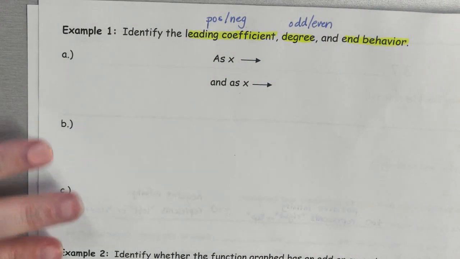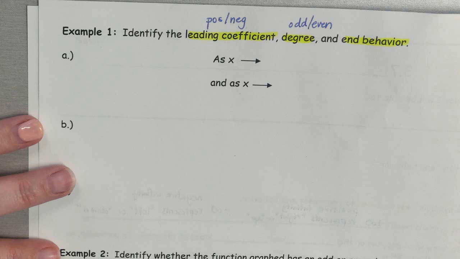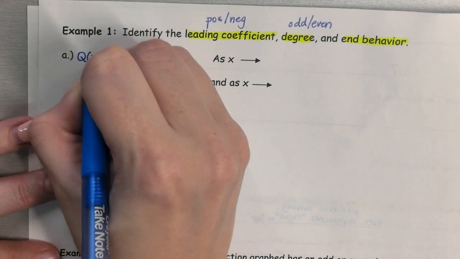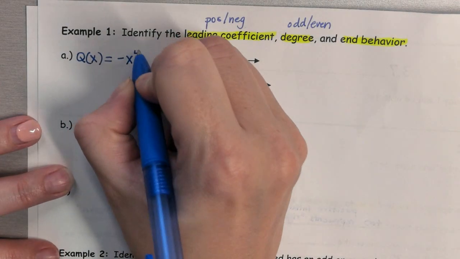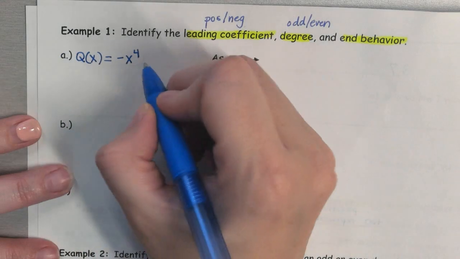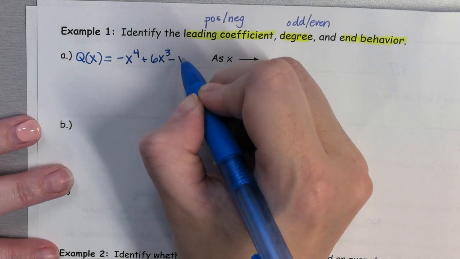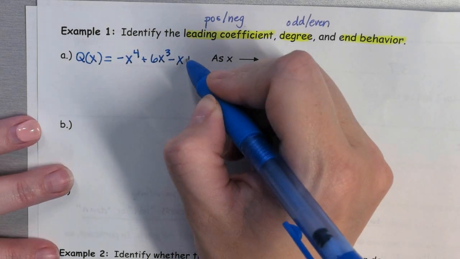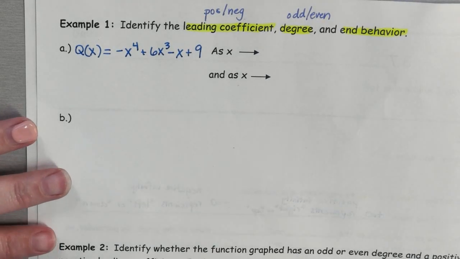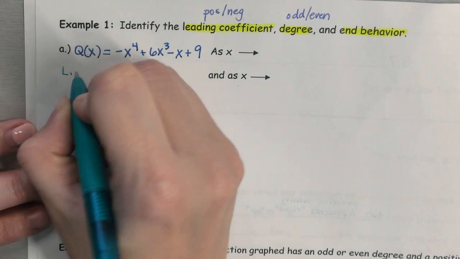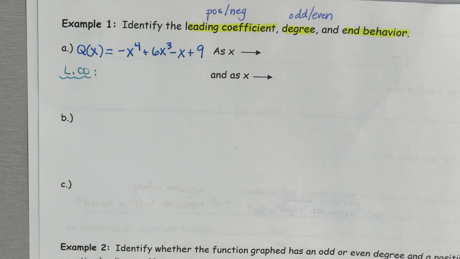So for part A, and sometimes they're going to have different names. You know how we have f of x, q of x, or g of x? This one is q of x instead of p of x. So you'll see different variables in there. So I have negative x to the 4th plus 6x cubed minus x plus 9. The first thing I'm going to do is identify the leading coefficient, and make sure it is in standard form. This one is.